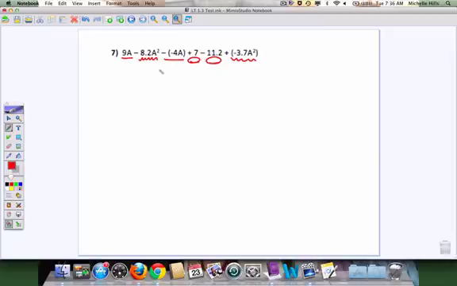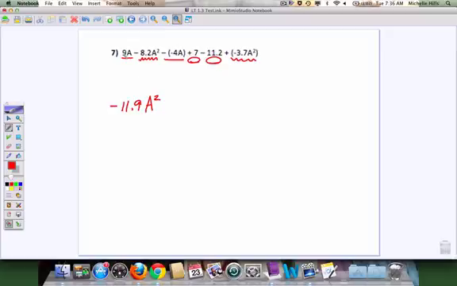The a squared terms go first. So I would punch in my calculator negative 8.2 plus a negative 3.7, because those are the coefficients of my a squareds. Don't forget that you're going to have an a squared term when you do that. Then I end up with negative 11.9 a squareds.